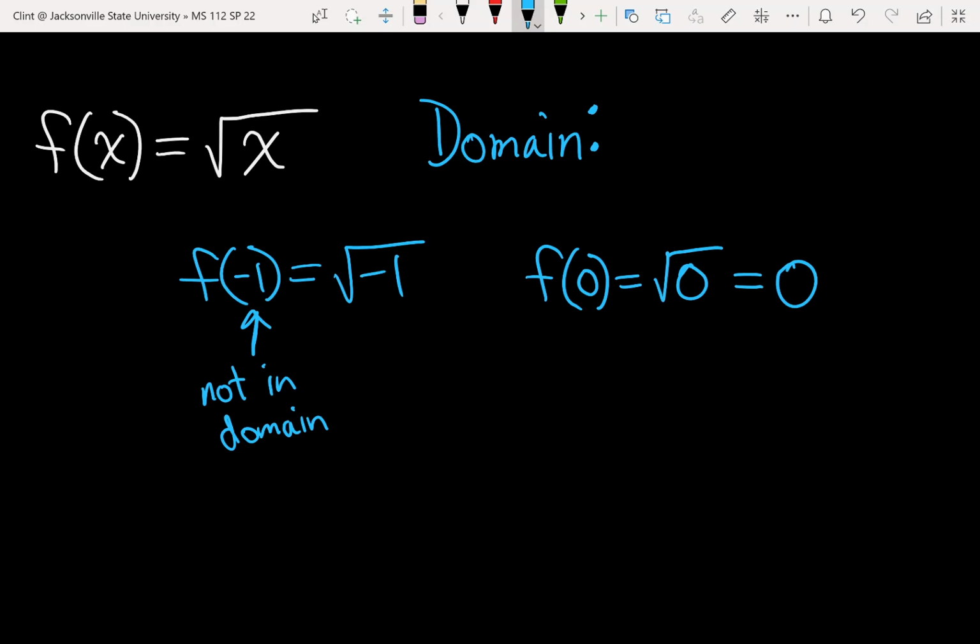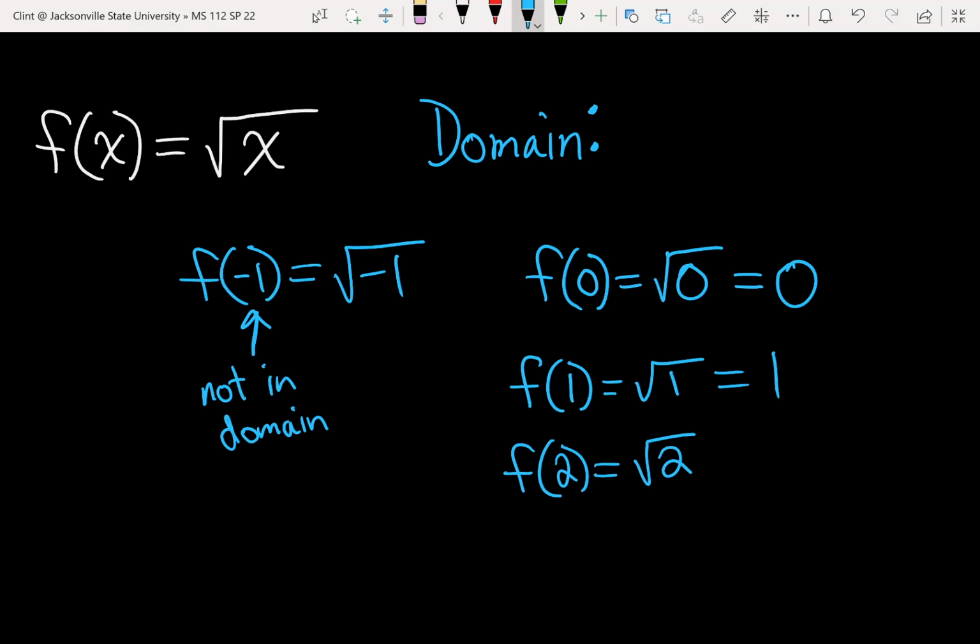Anything bigger than 0 is in there. Now we could do f of 1. Square root of 1, we'll get 1. Even if we get an irrational number, like if we did 2, we would get square root of 2, but that's still a real number. No i's in there, so we're okay. So as long as the number that we're plugging in for x is 0 or bigger, we get a real number out. So that is our domain.